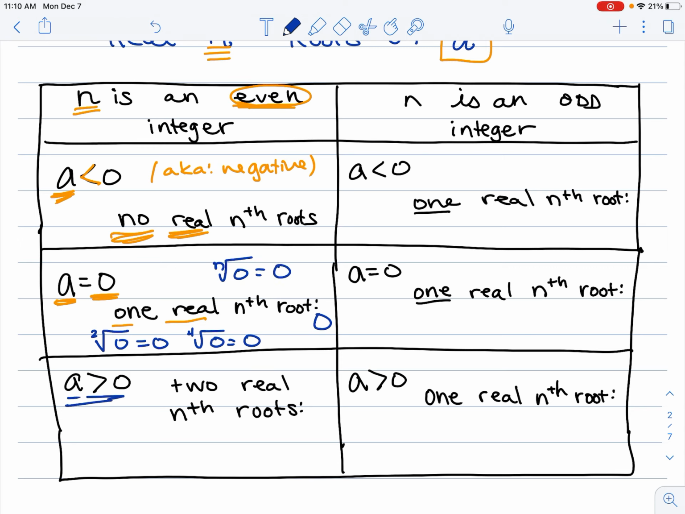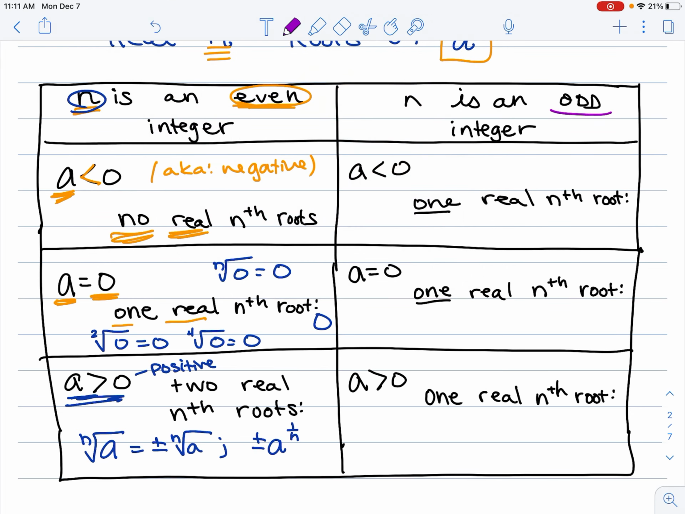And if a is greater than 0, aka positive, then it will have 2 real roots. And that looks like this. If n is a positive 2, 4, 6, or 8, so that means the nth root of some positive value for a, we would say is plus or minus the nth root of a. We could also say this as plus or minus a to the 1 over n power. Okay, so just go ahead and get that down for now. And let's do this one now.